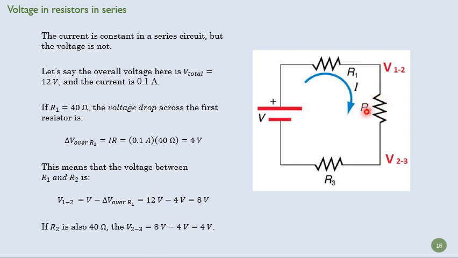If R2 is also 40 ohms, then we know that that drop is going to be 4 volts again, and so the voltage here is going to be 4 volts. So I can actually connect a wire from here to here and run some load on a 4-volt voltage difference. Because of the way these resistors are set up, I know that the voltage here is going to be 8 and the voltage here is going to be 4.